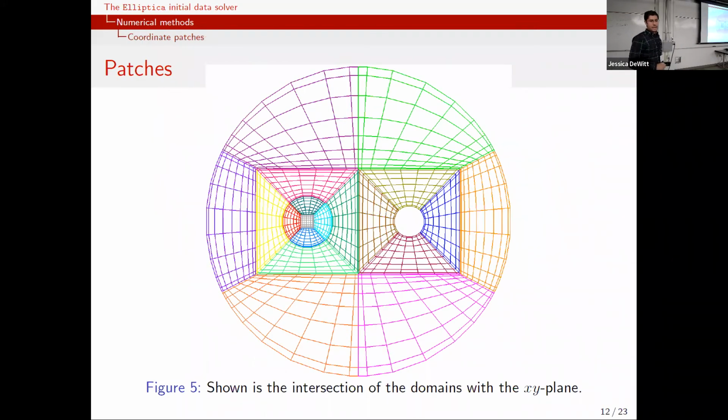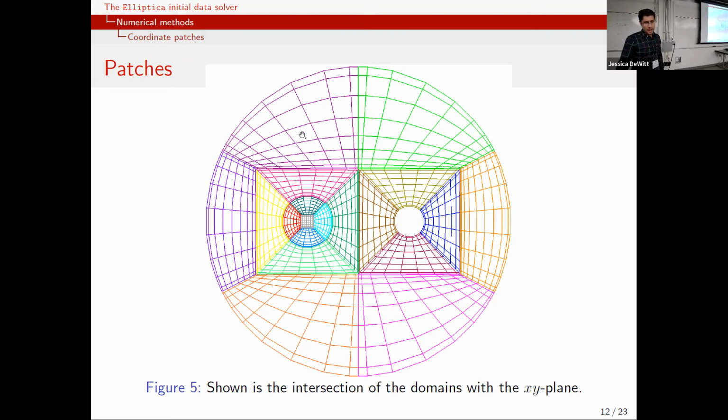All right. So these are the patches that we use, this cube spherical coordinate system that we use to cover the computational grid. Here on the left side, I'm showing the neutron star, and on the right side is the black hole, which we excise from our computational grid. And the rest is just the space between them and the boundary condition here.